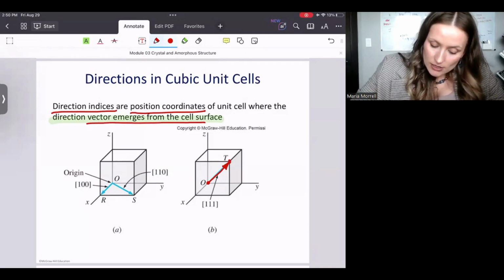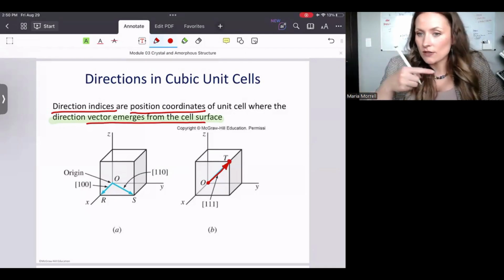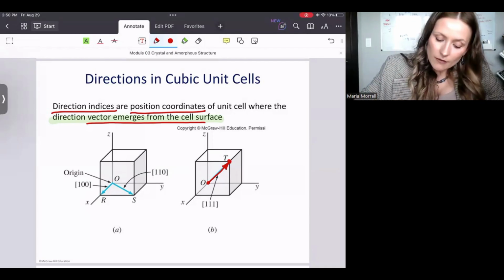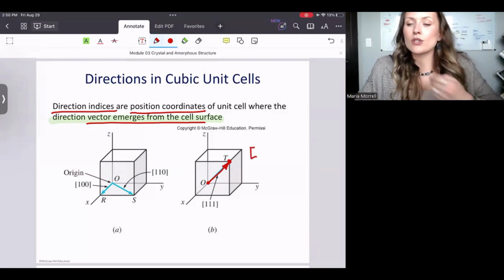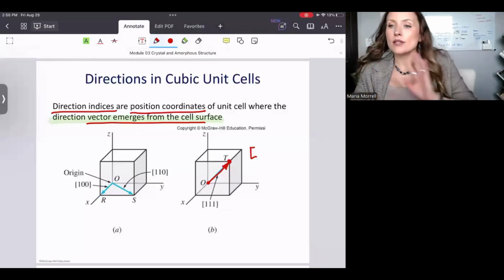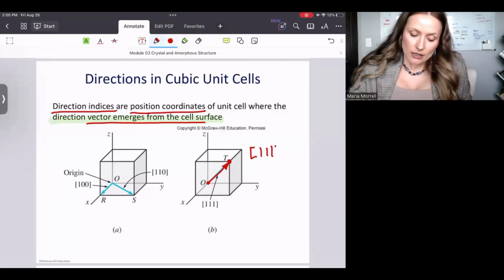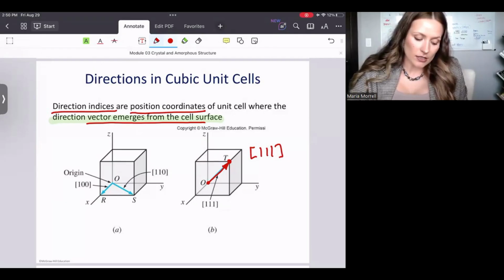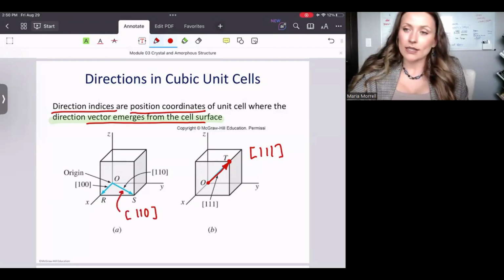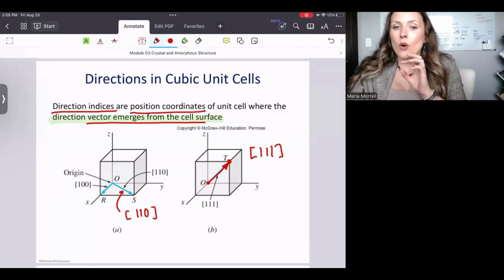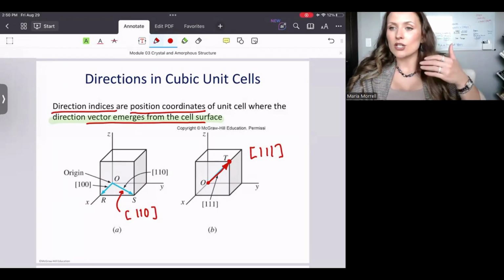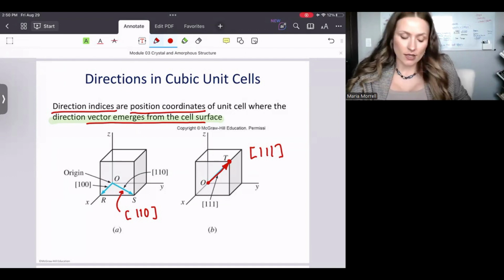And I already know that this is actually 1, 1, 1, right? I just defined it earlier, and that means that the vector is going to be, we always use square brackets. We don't use any commas, nothing. We just list it like this, right? And here's an example of this one right here, it's going to be 1, 1, 0, right? Again, it's just the coordinates where the direction vector emerges from the cell.